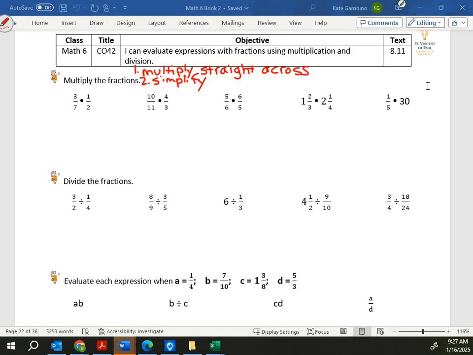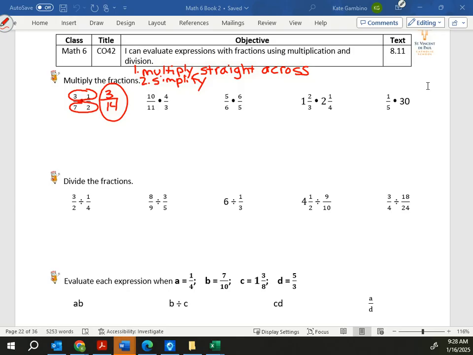So looking at the first one, multiply straight across both the numerator and the denominator. 3 times 1 is 3. 7 times 2 is 14. And then we have to simplify. Can we simplify that one? Oh, that's as simple as it gets. So that is our final answer.